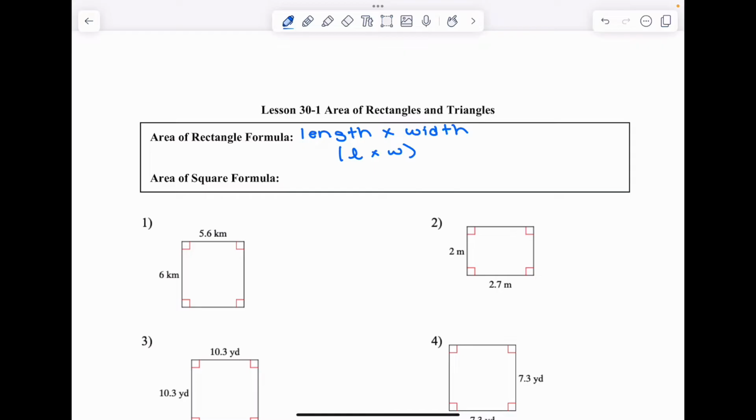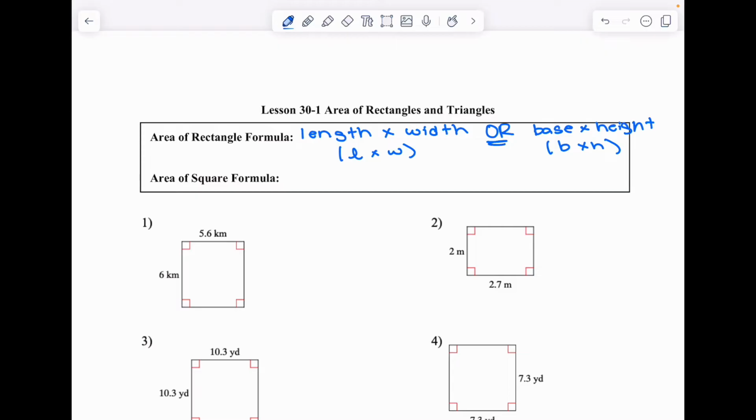Or I've also heard it called base times height. Which means we are going to take the length of the rectangle and multiply it by the width of the rectangle, and that'll tell us the amount of space in the rectangle, also known as the area.